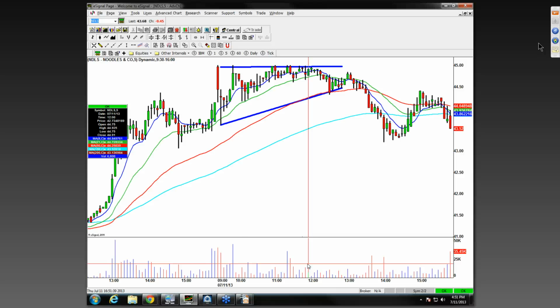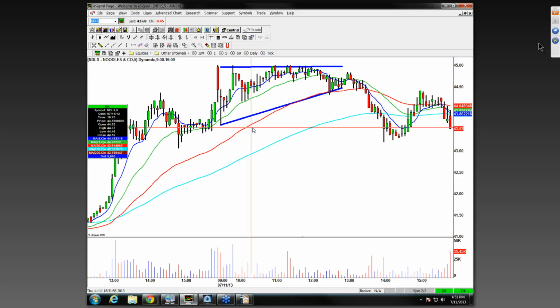We had an opening range. And as you can see, the lows became a low, a higher low, a higher low. It got really tight. 45 was my resistance. I was looking for a break above 45 around 11 o'clock.